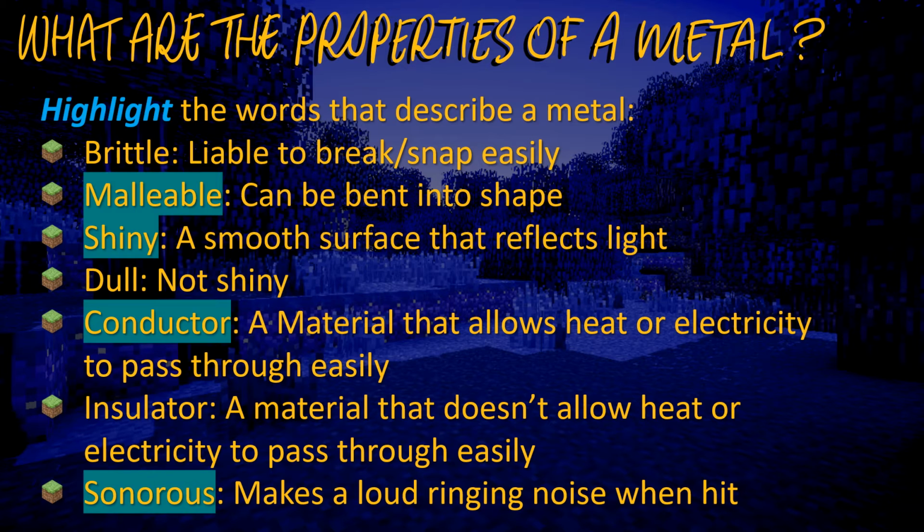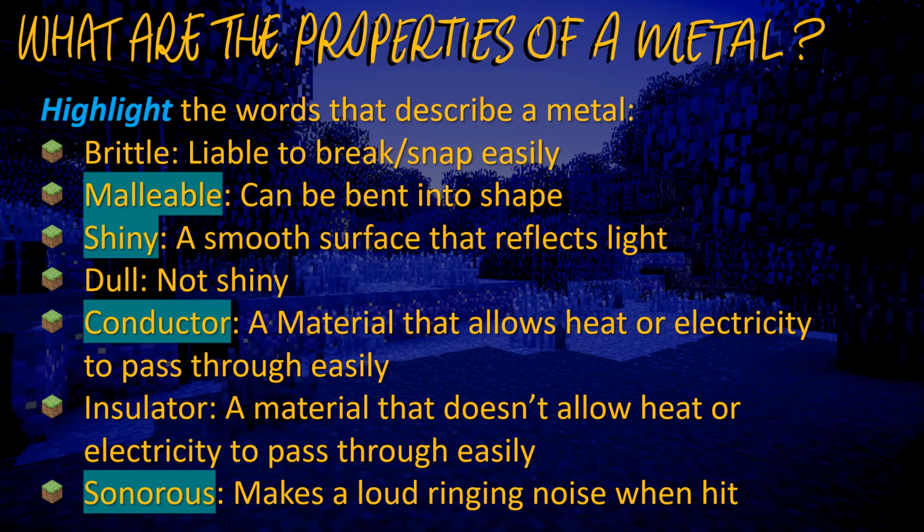So what I want you to do now is highlight all the words that describe a metal. So we've got malleable. So if you have a piece of metal, you can bend it. Like you'd have to be pretty strong to bend it. It depends what kind of metal it is, but it can be bent into shape.